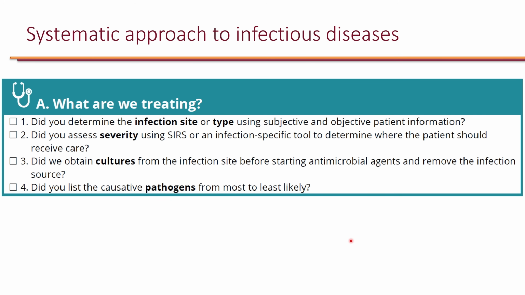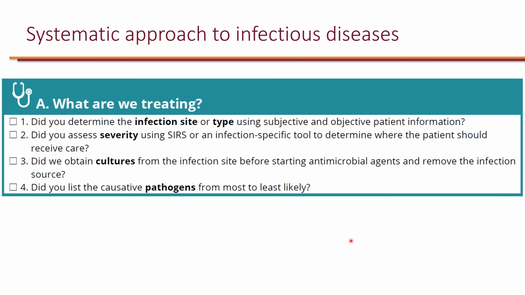The first thing to do in a systematic approach to infectious diseases is to start with the question, what are we treating? And there are 4 questions to ask. First, did you determine the infection site or type using subjective and objective patient information? That includes signs and symptoms that are specific to an infection type, or it could be general manifestations of infections.